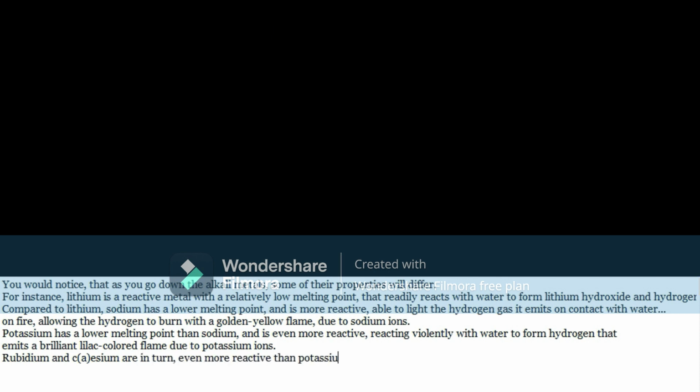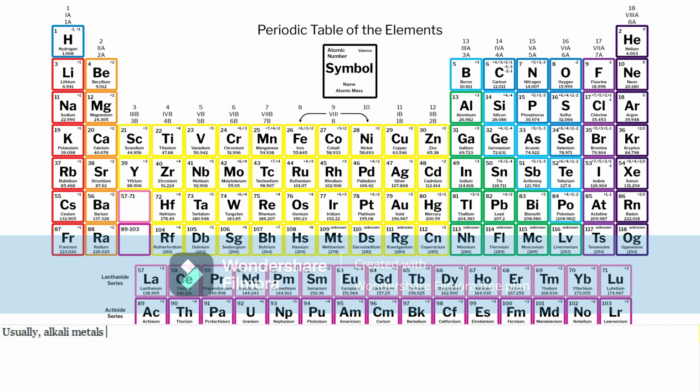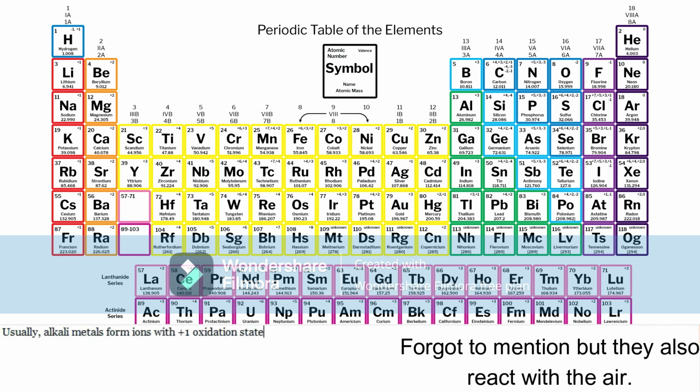Potassium has a lower melting point than sodium and is even more reactive, reacting violently with water to form hydrogen that emits a brilliant lilac-colored flame due to potassium ions. Rubidium and cesium are in turn even more reactive than potassium, reacting explosively on contact with water. Due to relativistic effects, francium's reactivity with water is predicted to be less vigorous than cesium, but I'll explain more once I get to the francium video. Usually, alkali metals form ions with a +1 oxidation state.